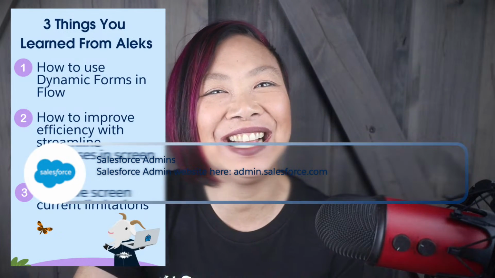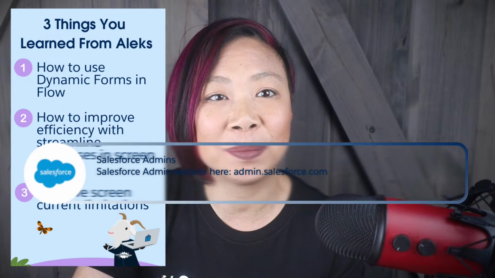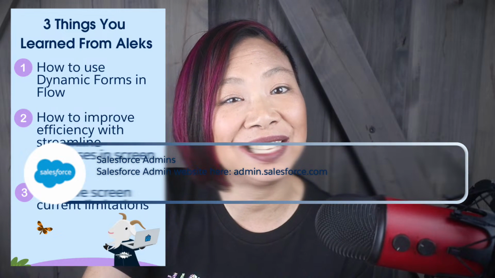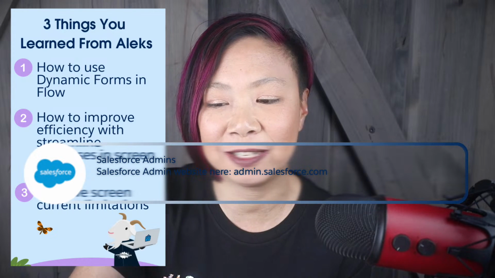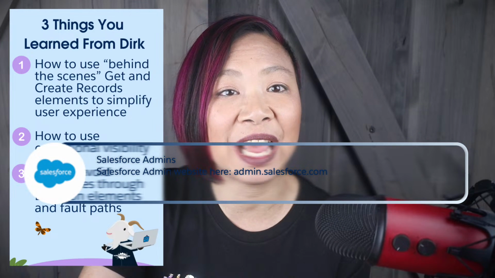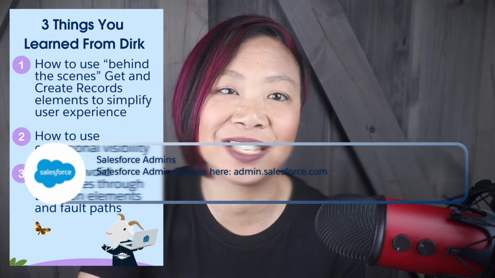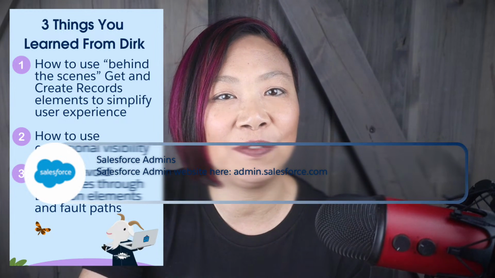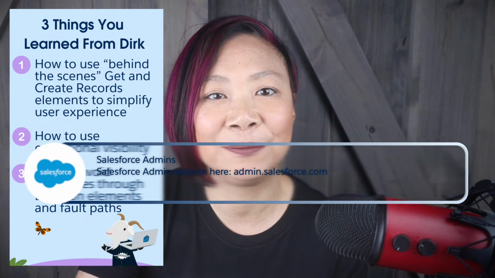All right, so let's recap what we learned from Alex's presentation: how to use dynamic forms in Flow, how to improve efficiency by streamlining processes in screen flows and reactive screens, and current limitations. Then from Dirk, we learned how to use get and create record elements to simplify the overall user experience, how to use component visibility, love that feature, and how to avoid duplicates through decision elements and fault paths.